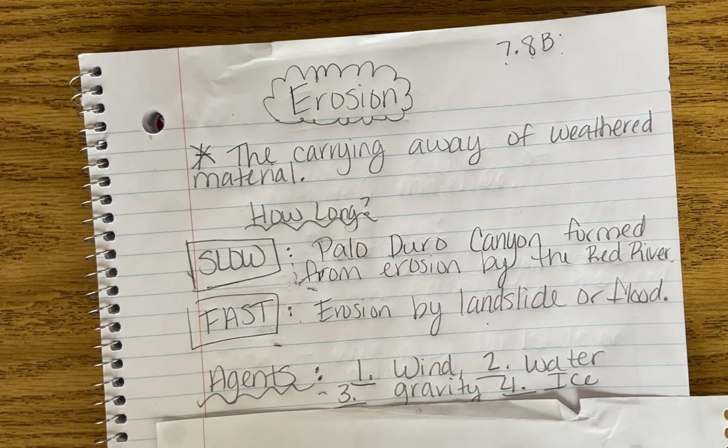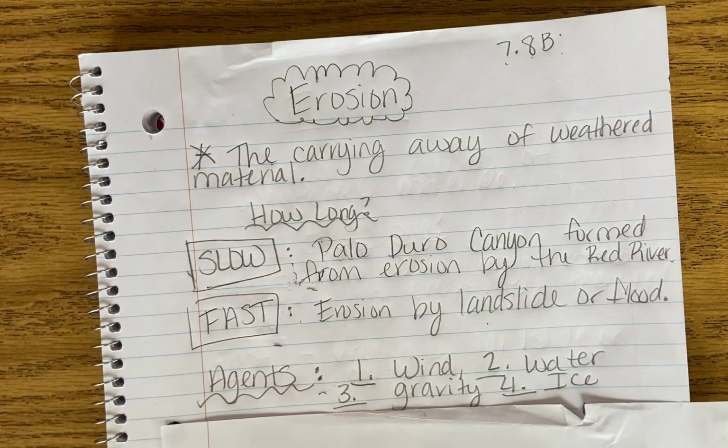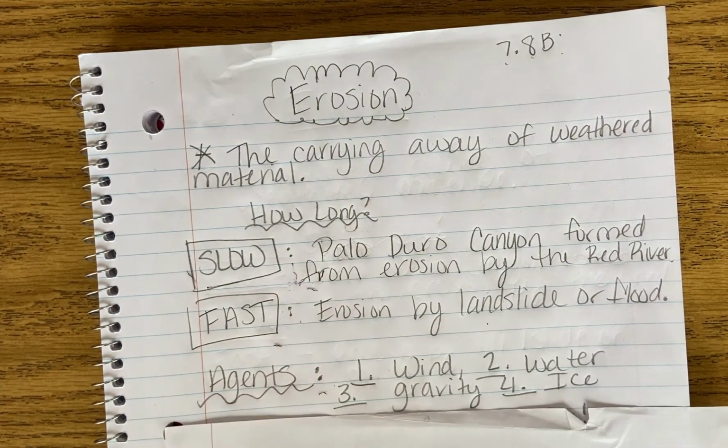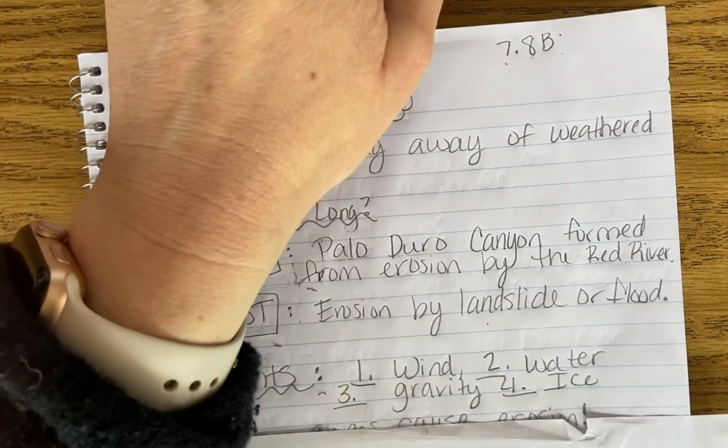Water erosion wears away the earth's surface. Rivers shape canyons by carrying away rocks. And then waves break down and erode shorelines.